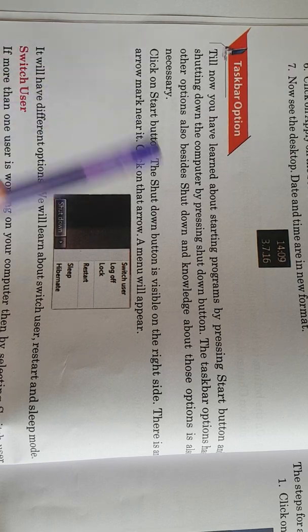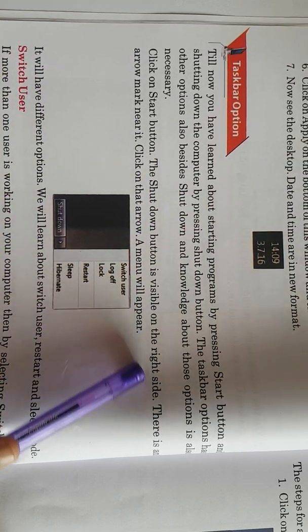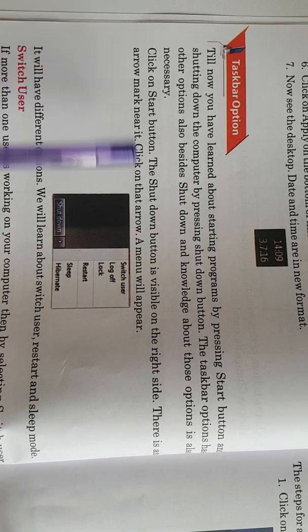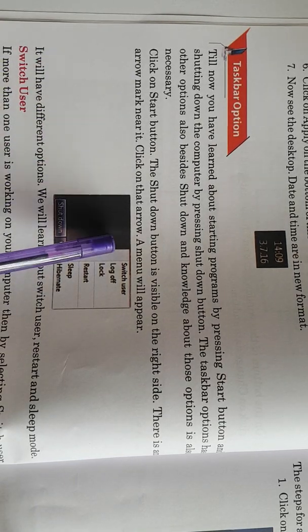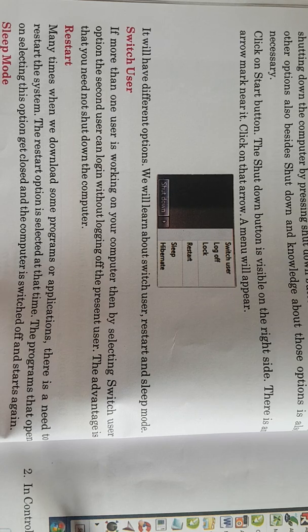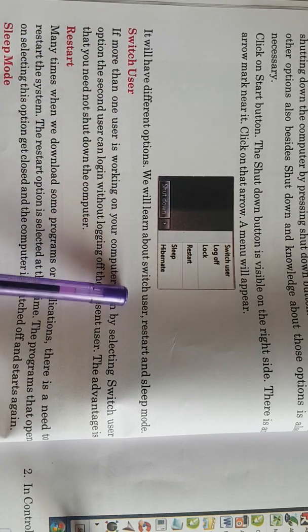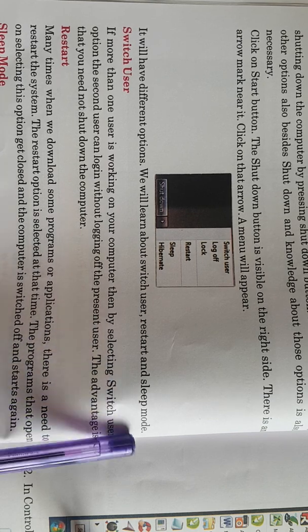Click on start button. The shutdown button is visible on the right side. There is an arrow marked near it. Click on that arrow. A menu will appear. It will have different options. We will learn about switch user, restart and sleep mode.